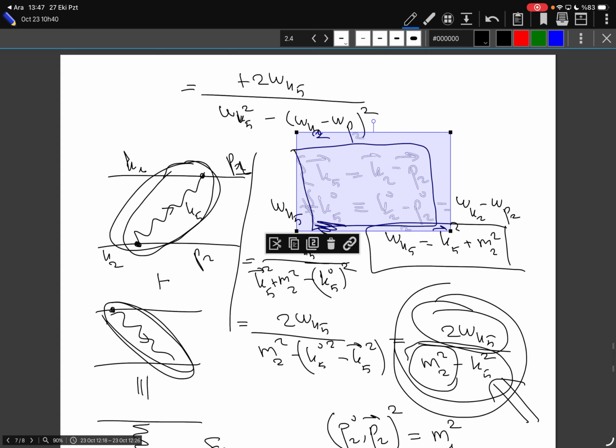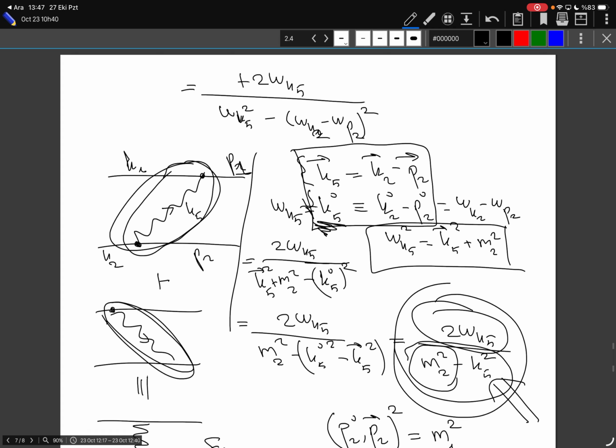But I would like to still emphasize that if I would like to talk about the energy of this particle, energy is square root of 3 momentum squared plus m squared. It's just that the zero component of this momentum is not equal to the energy of this particle.